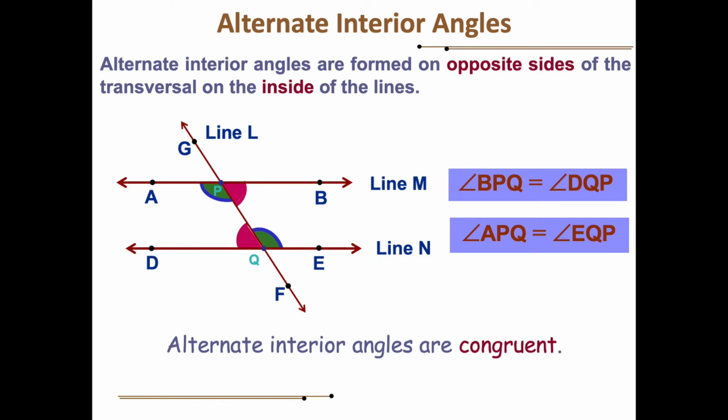Alternate interior angles are formed on opposite sides of the transversal on the inside of the lines. Here you can see that line AB and line DE are again parallel, and the line GF goes through AB and DE. BPQ will be equal to DQP, and APQ is equal to EQP. This makes them alternate interior angles, and alternate interior angles are congruent.